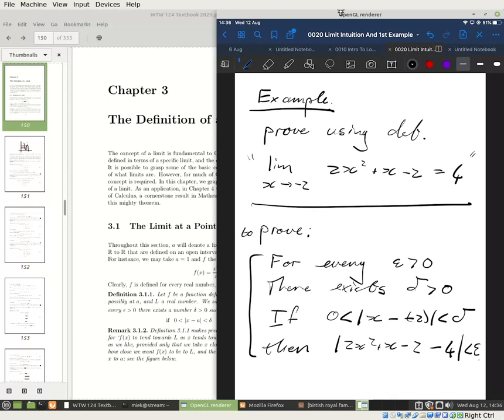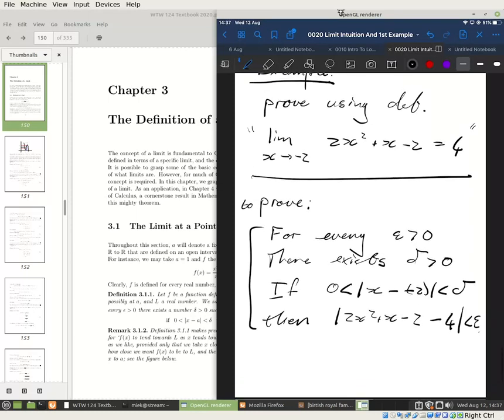Let's take a look at this example. We want to prove using the definition that the limit as x goes to minus 2 of 2x squared plus x minus 2 is equal to 4. So as before, let's write out exactly what we need to prove.